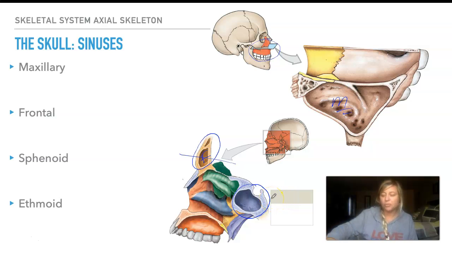So that's it for the first part of the axial skeleton. In the next mini lecture, we will take a look at the bones that make up the rest of the axial skeleton: the vertebrae, the thoracic cage, and the hyoid bone.